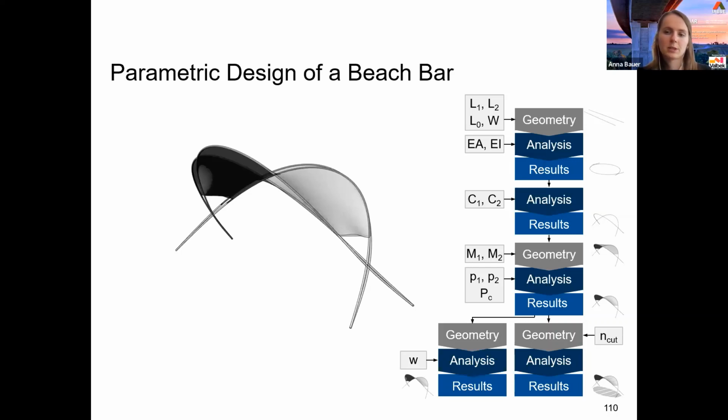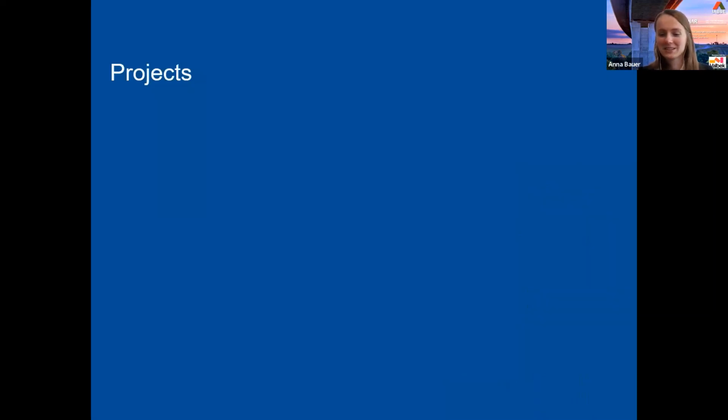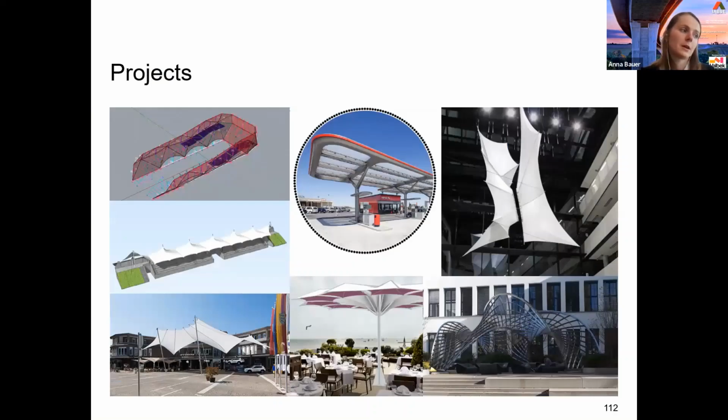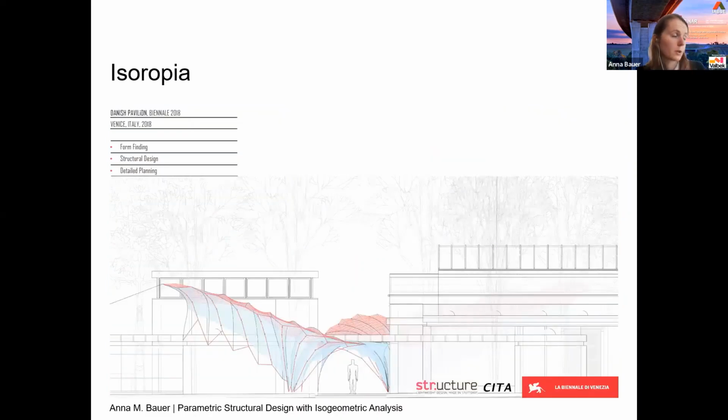So these were some potential applications which I personally worked on during my PhD thesis, but there were also some real-world projects. So there are only some of them, and today I want to show you two selected cases where Kiwi was used. Kiwi and isogeometric analysis was used directly in the design phase of the structure. So the first one was the Isogeometric Pavilion. So it's the Danish pavilion at the Biennale in 2018.